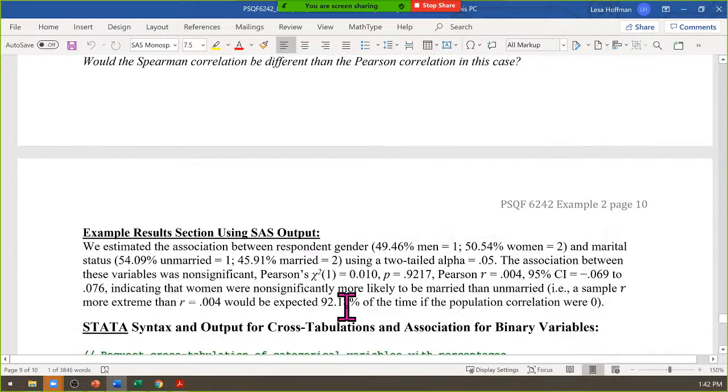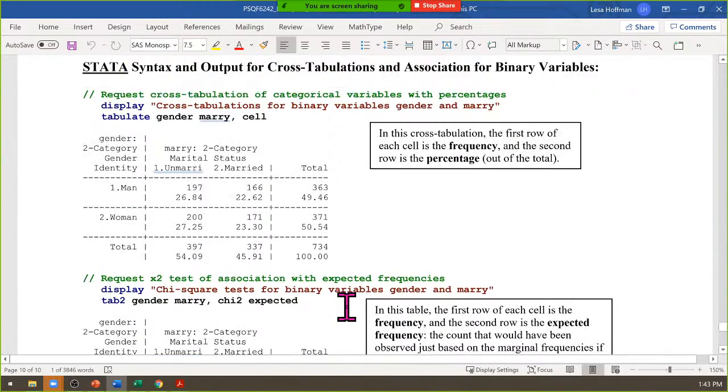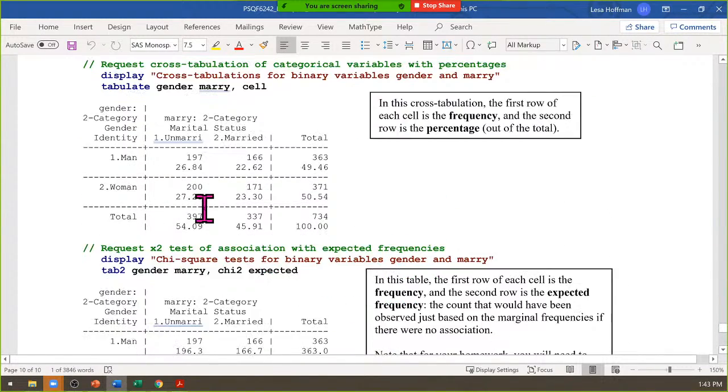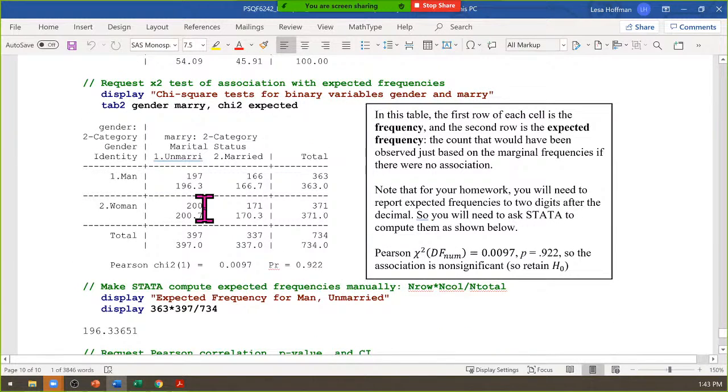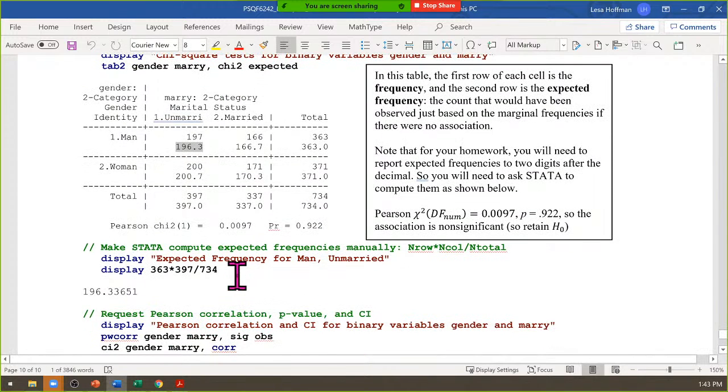All right. And same thing in Stata. The only catch is that the expected frequencies in Stata, this is page 10, are only given to 1 decimal place, but the homework system wants them given to 2. So this is one of the very few instances in this class in which I'm going to ask you to calculate something by hand. However, you're going to do it using Stata. Stata will do math for you.